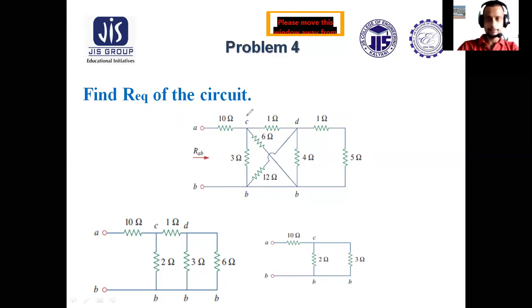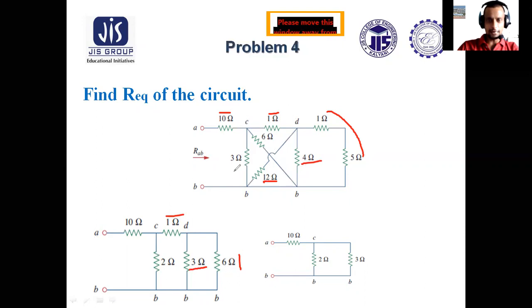Now, in between C and D, there is 1 ohm. In between A and C, there is 10 ohm. In between D and B, there is 6 ohm. In between D and B, there are two resistances, 4 ohm and 12 ohm, connected in parallel. So combining these two parallel combination, we'll get 3 ohm.